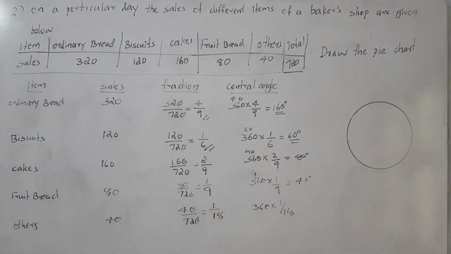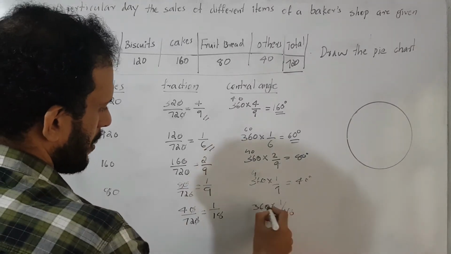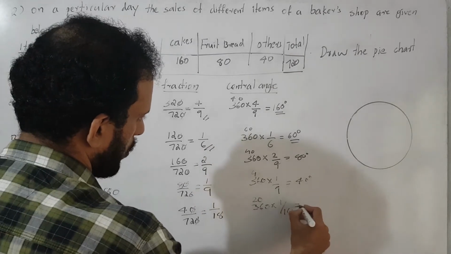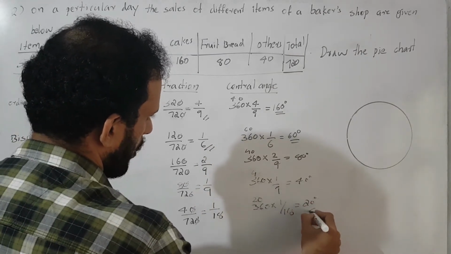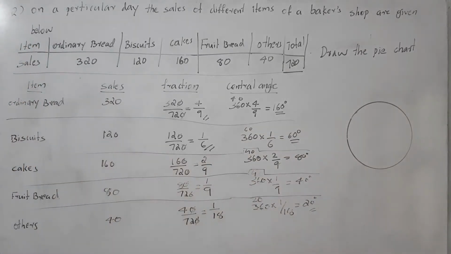What is 360 into 1 by 18? Then 18 how many times goes to 360? Yes, 20 times. Then 20 degree. Now we got all the angle values. Correct? All the angle values.